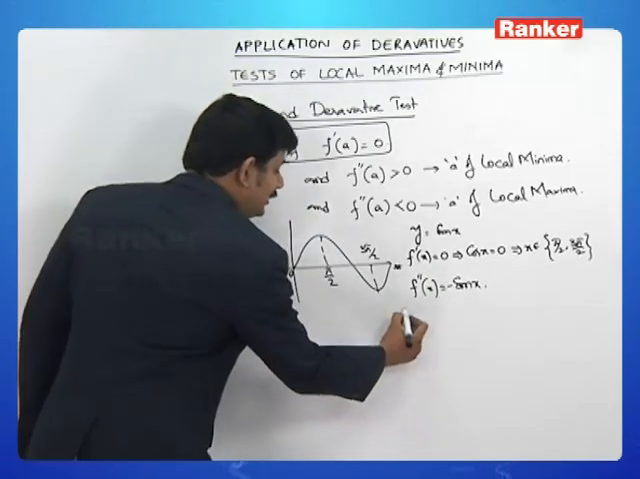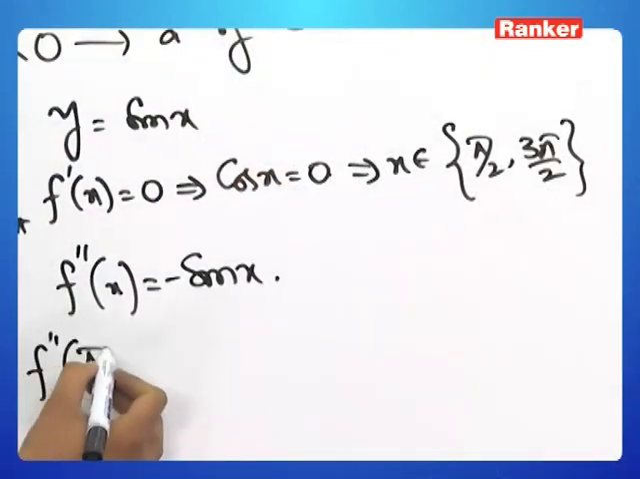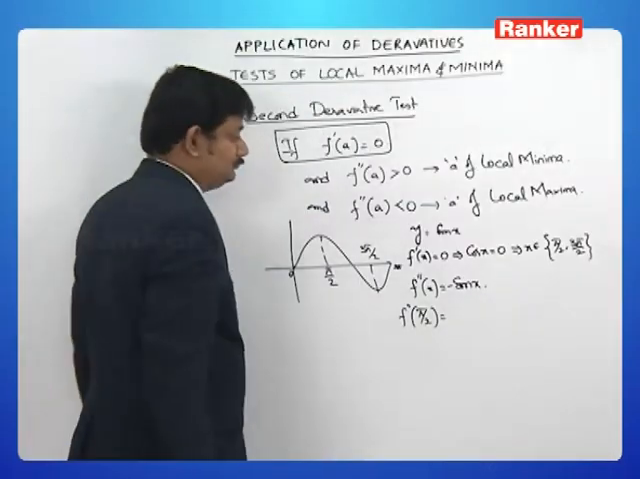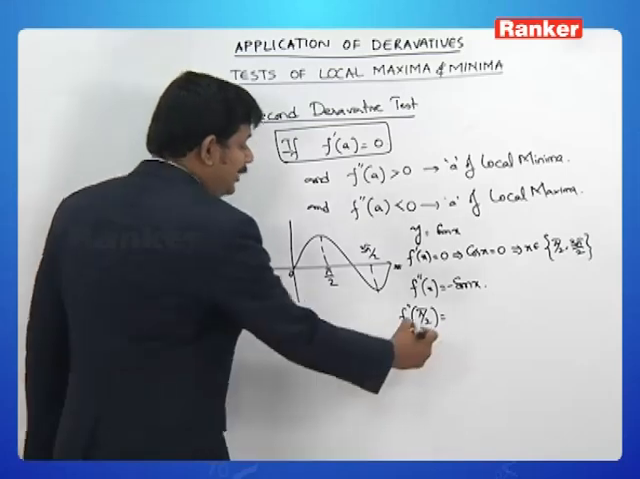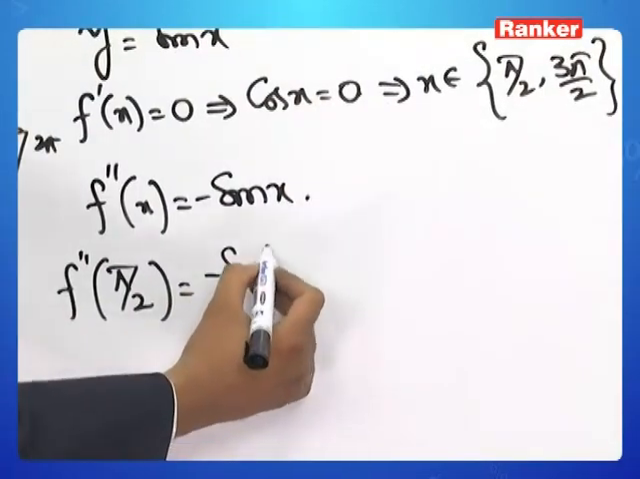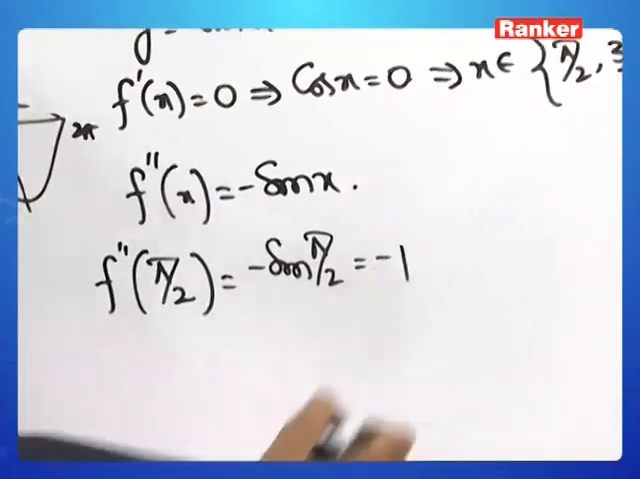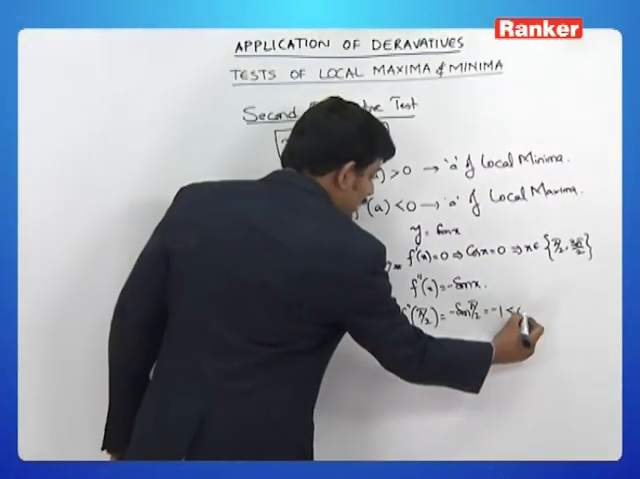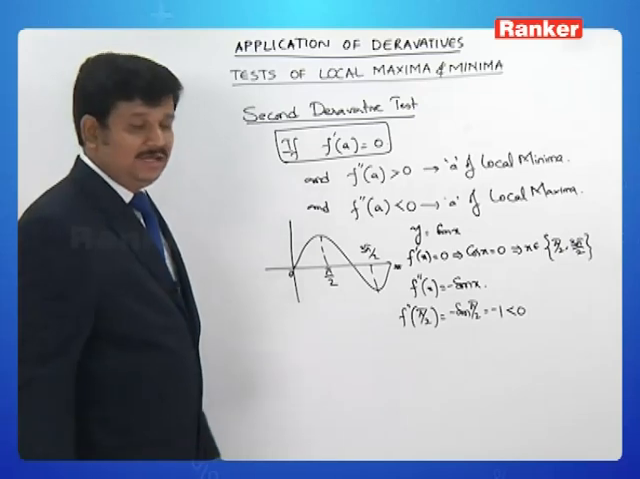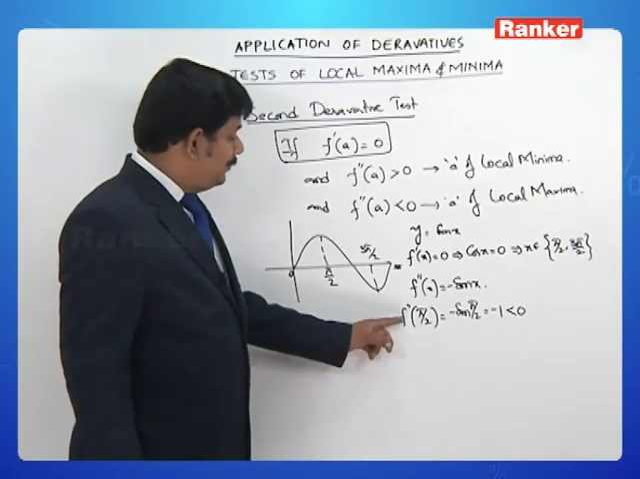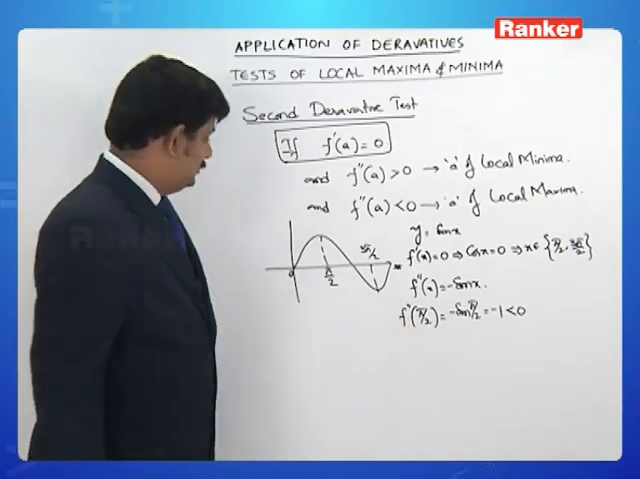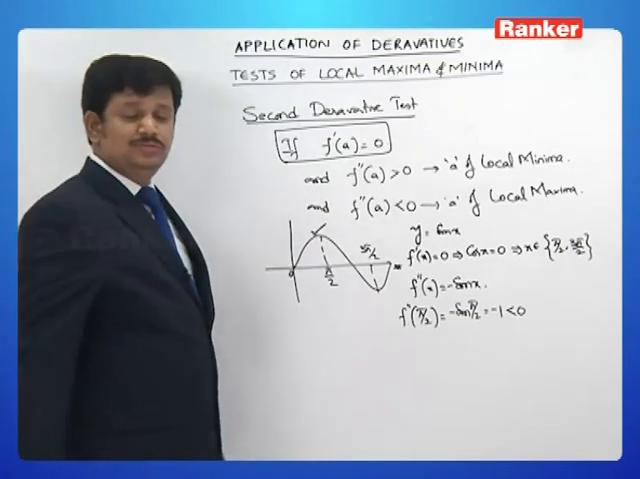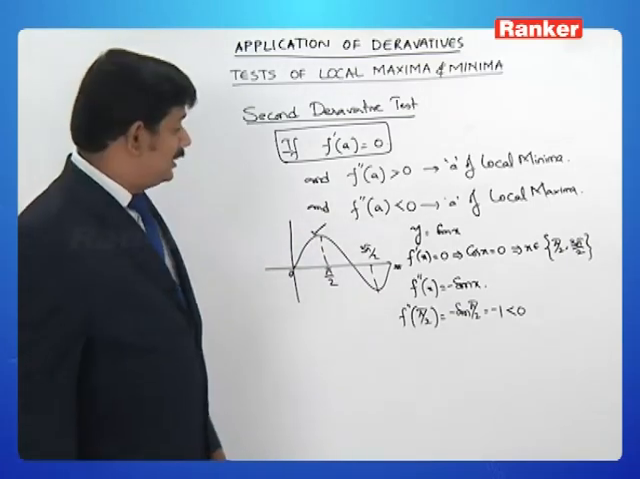Let us observe f double dash of pi by 2. F double dash of pi by 2 is minus sin pi by 2, which is minus 1, which is negative. F double dash of pi by 2 is negative, so we can conclude pi by 2 is a point of maxima. As observed, pi by 2 we got it to be a point of maxima.